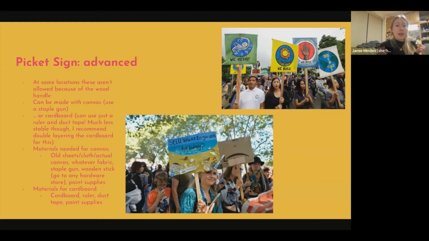But yeah, you can make these with canvas and use a staple gun and wood like you see in the picture above, or you can make a much simpler version, which is actually pretty easy, which is just duct taping a regular handheld cardboard sign to a ruler or a small piece of wood. You can also use PVC pipes, but those are expensive and sometimes harder to carry. So I would recommend using wood or a ruler.